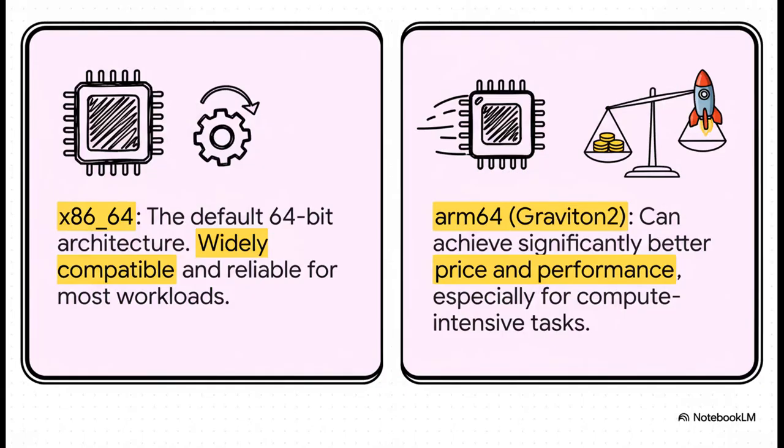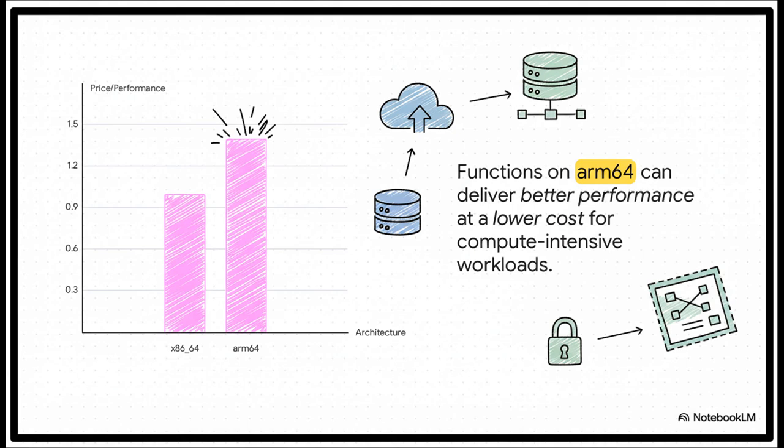You also get to choose the processor architecture under the hood. The default is the familiar x86-64, but Lambda also supports ARM64, which runs on AWS's own custom Graviton 2 processors. And for a lot of workloads, this is a total game changer, often leading to way better price performance. And here's where you can really see that benefit. For tasks that are heavy on compute, I'm talking video encoding, scientific simulations, that kind of thing, functions running on Graviton 2 often give you better performance and they cost you less.